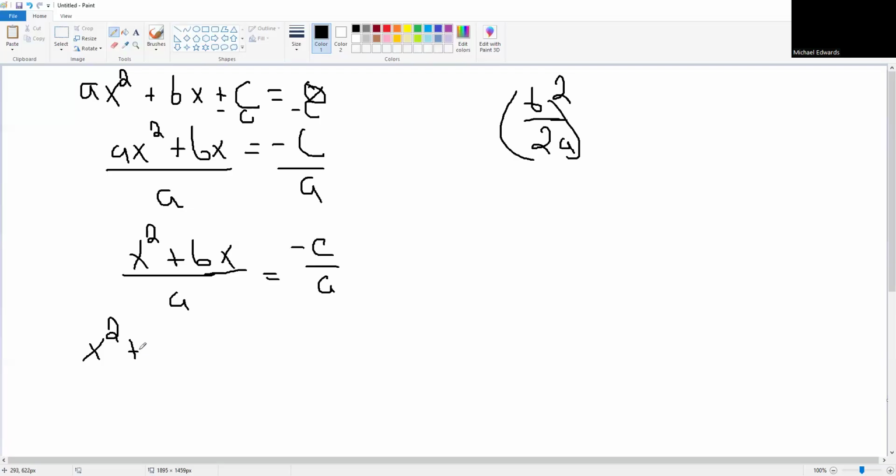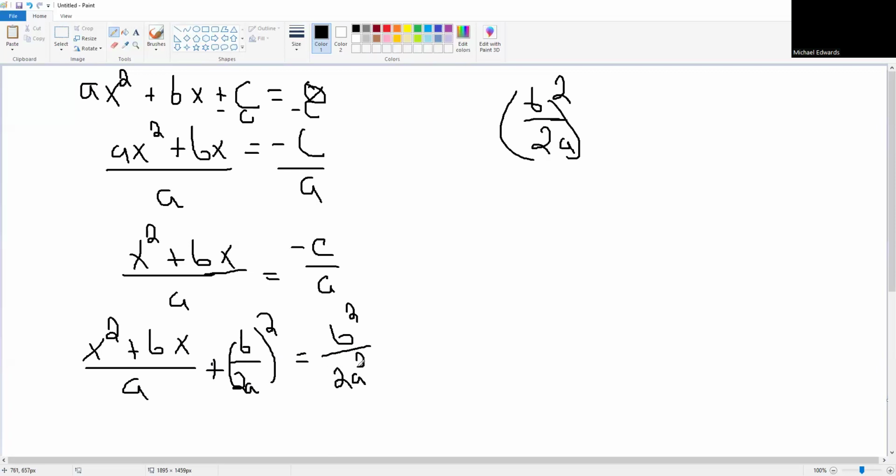So x squared plus bx over a, and add b over 2a squared. And do the same thing to this side. b squared over 2a squared. No, wait. Actually, if we took the square out, this would be 4a squared, because you're taking the 2 and squaring it. But that wouldn't be a squared then anymore, would it? No, I guess it would, because a was not squared here. Yeah. Okay.